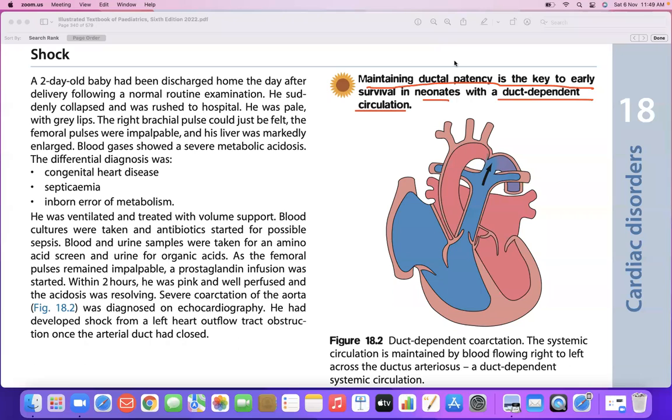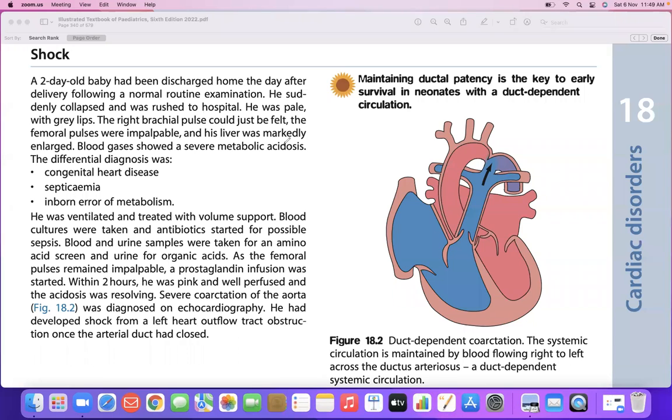So whenever you suspect a congenital heart disease and the child is in shock, pale, with acidosis, it will usually be left heart. If he is cyanosed, it will be right heart. So this child was presenting pale, and also the liver was enlarged. I think he was also going into failure.